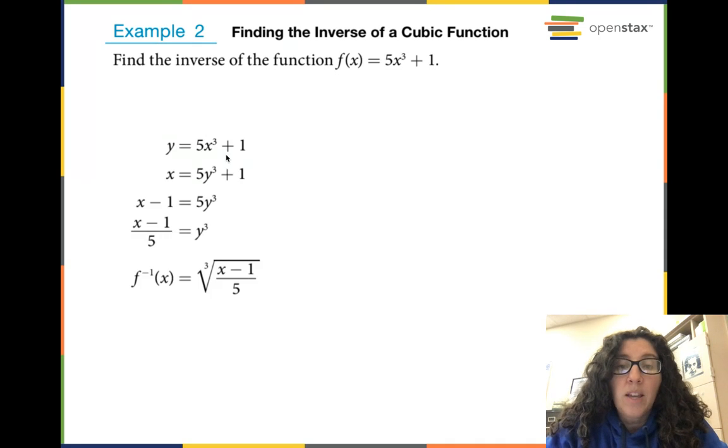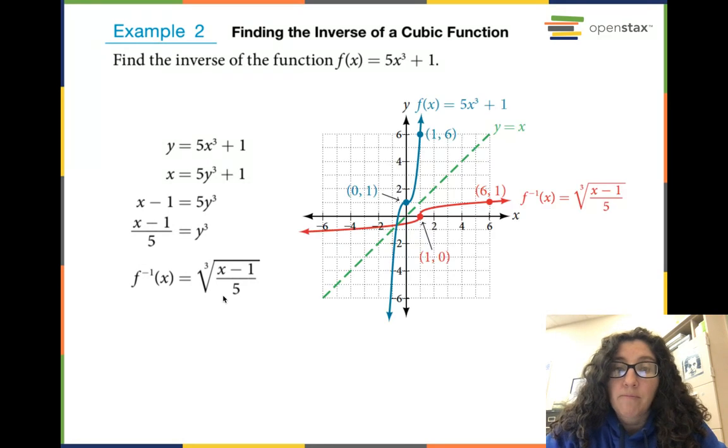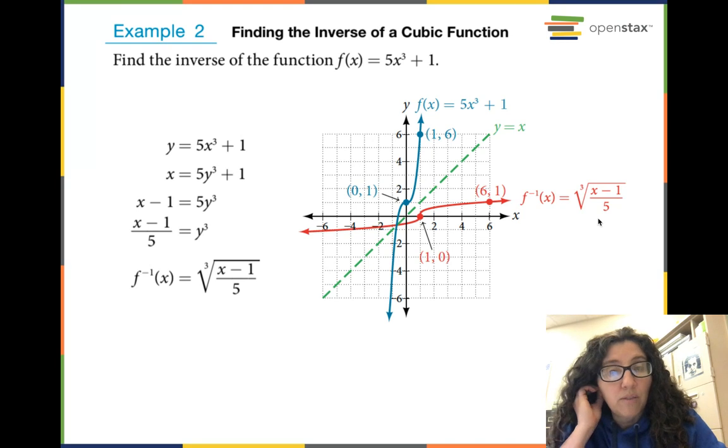We say y equals this. We switch all our x's and y's. We solve for y. So we bring the 1 over, and we divide by 5, and then we take the cube root, and we get the cube root of x minus 1 over 5. And that's what we've got, right? Our original function is this blue one. It's a cubic that's stretched and shifted. And remember that inverses reflect across the line y equals x. So this red graph is going to be this function, the cube root of x minus 1 over 5.